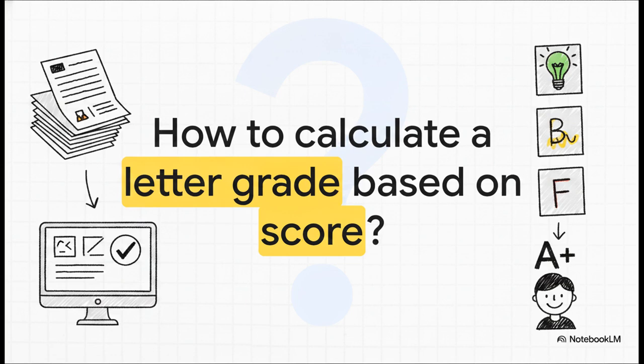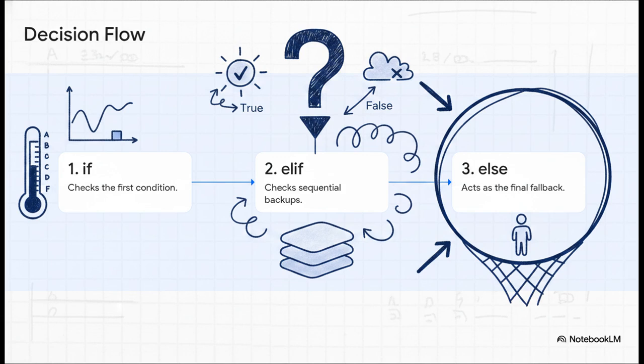Listen, if a teacher has 100 exams to grade, they do not want to sit there manually deciding every single letter grade. They want to just feed the computer a score and have the program automatically decide if it's an A, a B, or an F. And this right here brilliantly illustrates how Python handles decisions. It reads the flow step by step, straight from top to bottom.